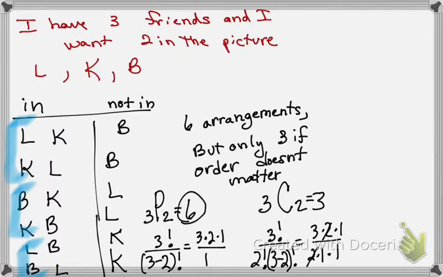But if I don't care about order, then I have this extra thing on the denominator. So I'll have 3 factorial on the top, and now I've got this extra thing on the denominator, which cancels out my duplicate choices. So I'll have 2 times 1 times 1. So my answer here is only 3. I've canceled out my duplicate choices.